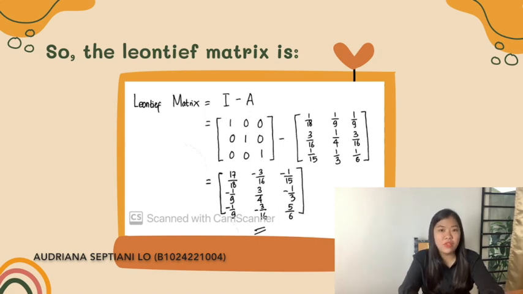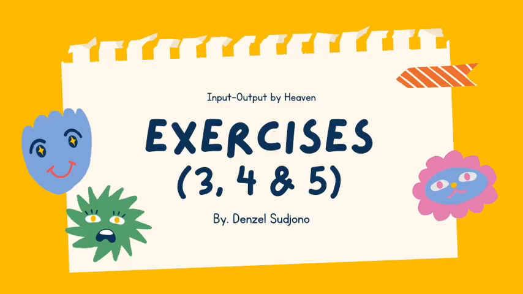So the result of the Leontief matrix is the matrix 17/18, minus 1/9, minus 1/9, minus 3/16, 3/4, minus 3/16, and the last is minus 1/15, minus 1/3, and 5/6.